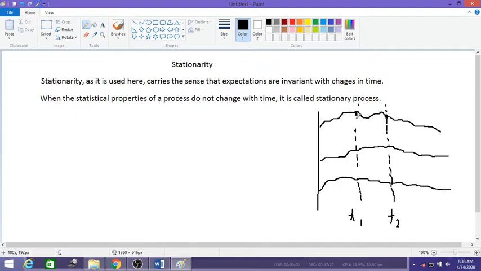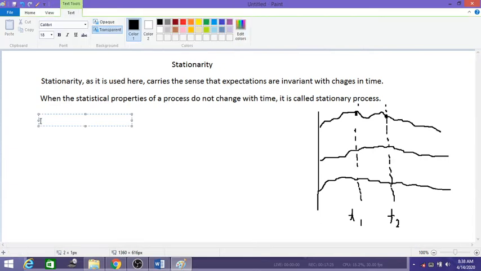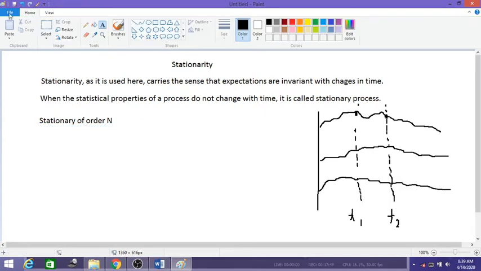So first let us see the stationary of order n. It means that the multivariate PDF of order n is invariant with respect to an arbitrary time shift ts. Now for example, if this time t is shifted by some time, say ts, then it is invariant. So that is what it means. So let me write the definition here.